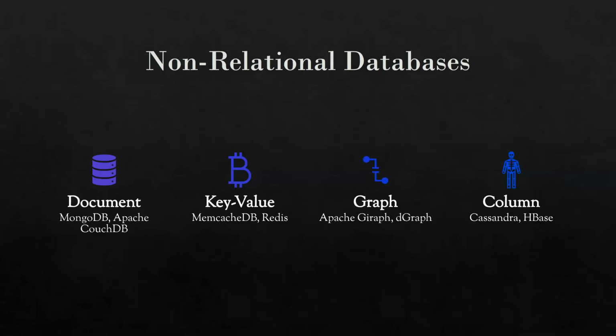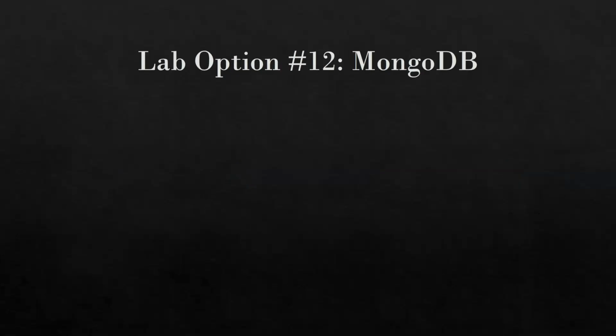Now, non-relational databases, we have different types. We have document databases, MongoDB, Apache CouchDB. We have key value, Memcache, Redis. We have graph databases, and we have column databases like Cassandra. We won't get into these in this class, but if you're interested, you can Google those names. We won't be doing anything with MongoDB in this class, so you can skip over this slide that talks about labs.